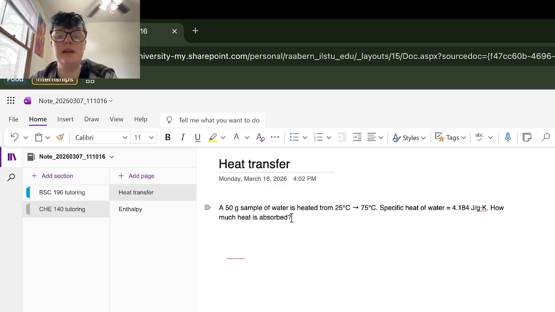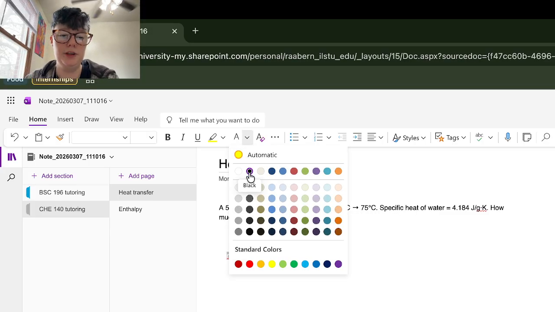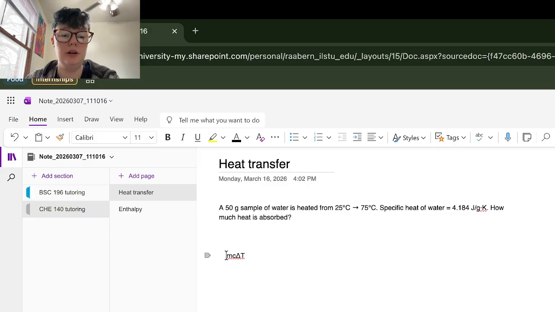This one is, once you understand the components of it, actually relatively easy. It says a 50-gram sample of water is heated from 25 degrees Celsius to 75 degrees Celsius. It gives you the specific heat of water, and you just have to find how much heat is absorbed. So this one, let me make that visible for you guys, is figured out using this: Q equals mc delta T.